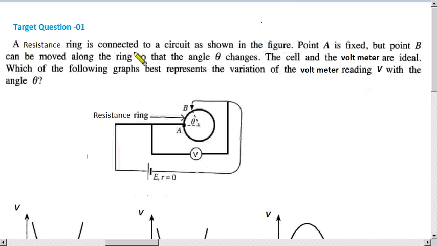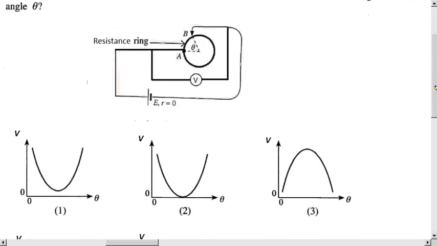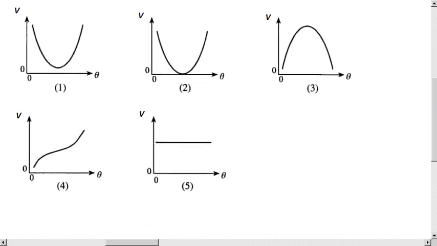A resistance ring is connected to a circuit as shown in the figure. Point A is fixed, but point B can be moved along the ring so that the angle theta changes. The cell and the voltmeter are ideal. So here is a voltmeter instead of the ammeter in the previous question. Which of the following graphs best represents the variation of the voltmeter reading V with the angle theta? So now try this question on your own without watching the video.